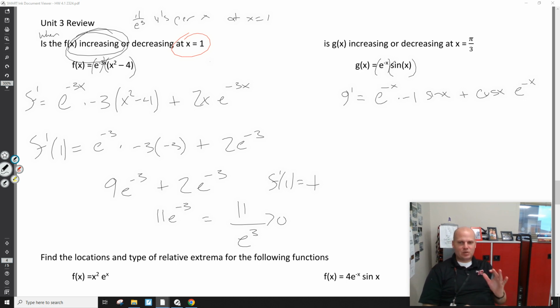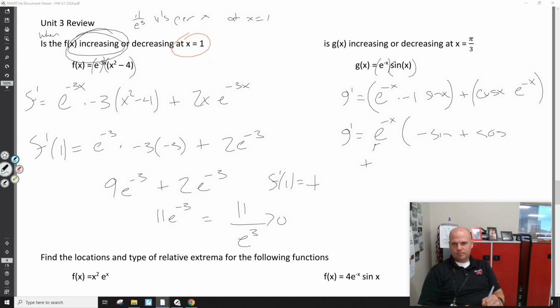Now, in this situation, it might be easiest, and we'll do this a lot later, to factor out the e to the power from both terms. This is what we're going to do when we do a sign analysis and we have e's involved in it. Factor it out. This is always positive. I get negative sine x plus cos x. Okay. If I plug in pi over 3, again, this I know is positive. E to any power is positive. That's all you got to know.